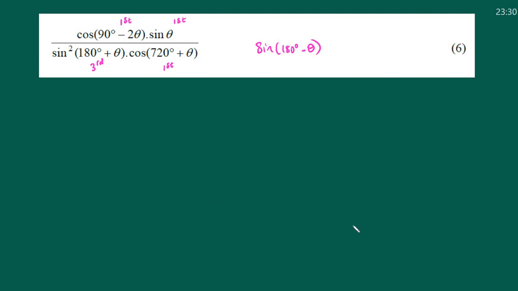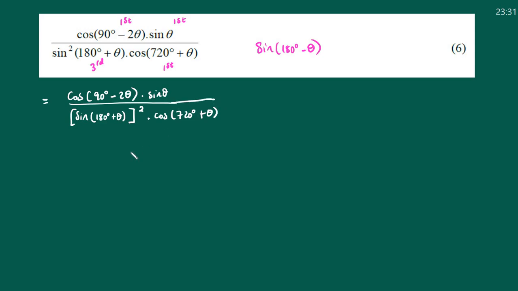Do we have any squared? Oh yes, we have a squared at the bottom. So that squared there, for me not to forget, I'd rather just rewrite everything. Then that squared, remember I write the ratio exactly the way it is, 180 plus theta, and then I put the squared outside. Okay, then I have cos 720 degrees plus theta. I'd rather do that first so that I don't forget.